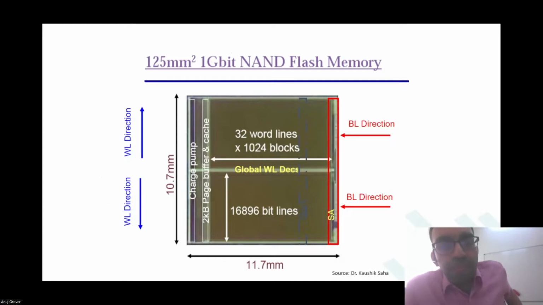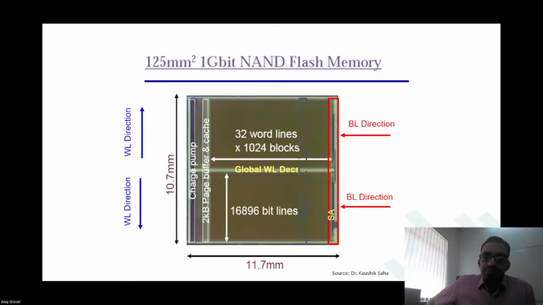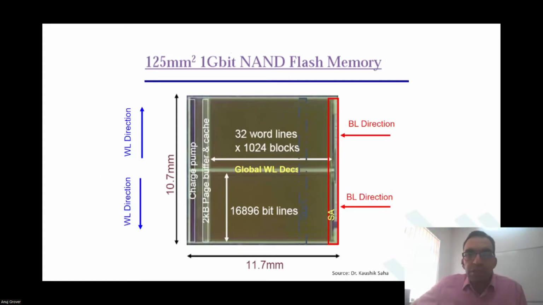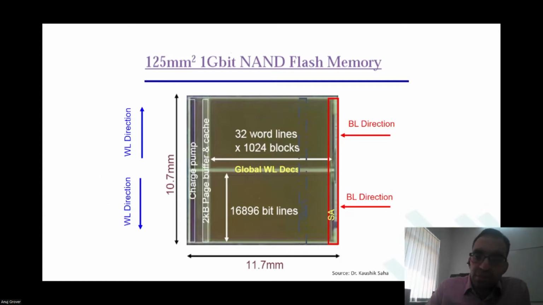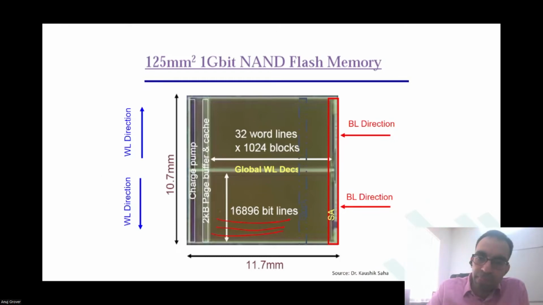So over here, if I say this is my flash memory, 125 square millimeter, 1 gigabit flash memory, then there are bit lines running like this. Over here, in every block, how many word lines do I have? 32. And there are 1024 blocks. So there are 32K word lines in total.